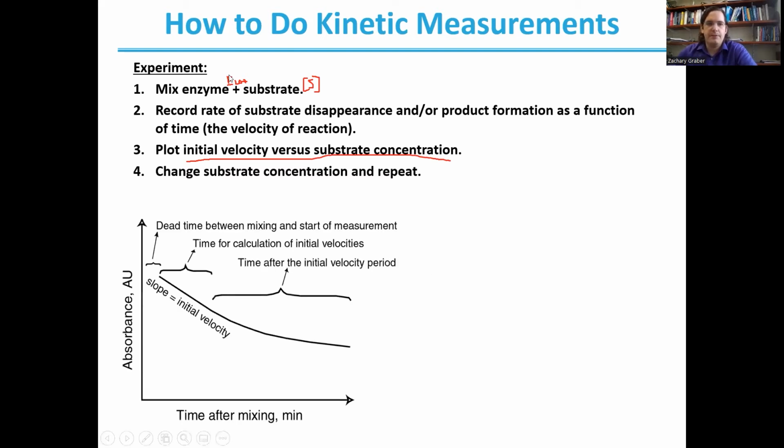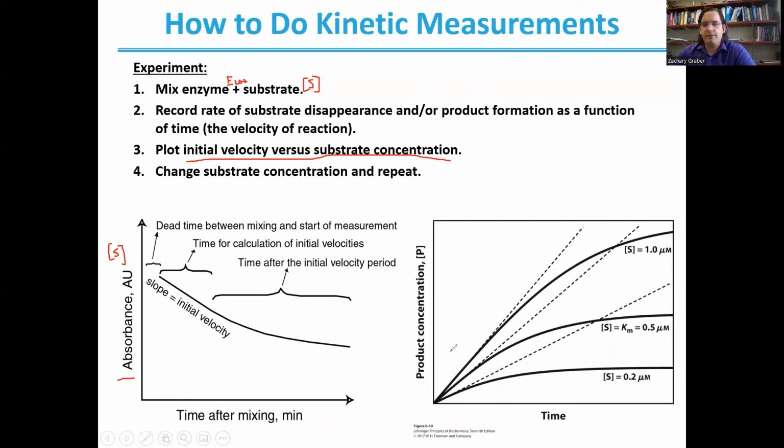So our experiment might look something like this. We have our absorbance, which is telling us, in this case, the substrate concentration. So we mix our reaction together, and then we have this initial velocity determined by the slope as our substrate is consumed. We would only want to use this initial period because after that, our reaction is going to slow down as our substrate is consumed, and our assumptions will no longer apply.